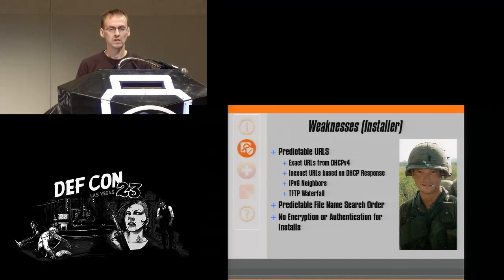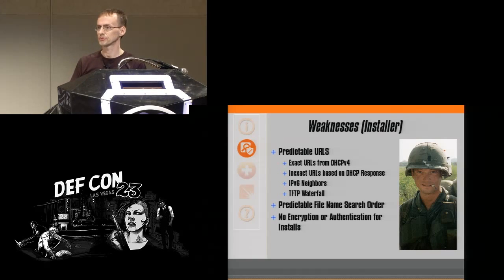First off, it gets an exact URL from DHCP from an assignment. After that, it'll build a URL from the DHCP response. After that, it'll look to its IPv6 neighbors for an installation, and following that, if all that failed, it'll go ahead and go through a TFTP waterfall. And so it's very predictable where ONIE is going to be looking. And when it arrives at a particular location, it goes ahead and looks for particular files, right? It goes through a series of file names that are defined, again, by the standard.